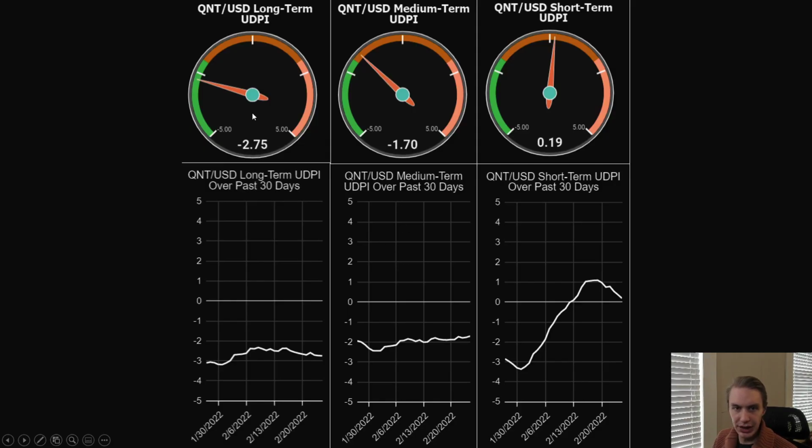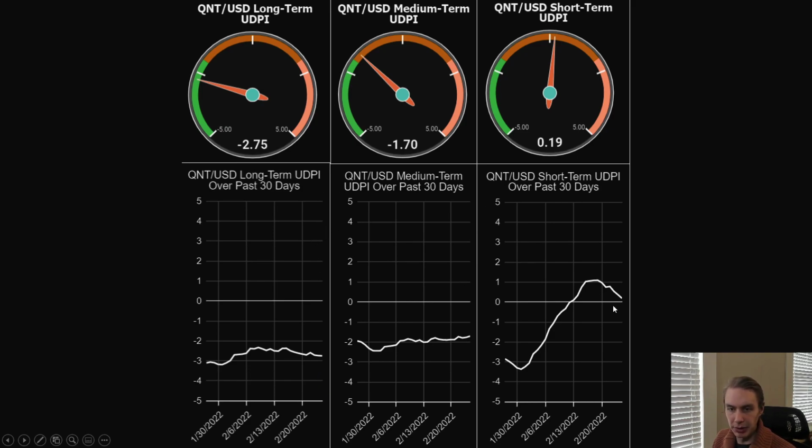We can see the exact levels if I flip over to this view, where the long-term version of the UDPI is at negative 2.75, medium-term negative 1.7, short-term 0.19. The way I interpret this is that in the long term, UDPI is bullish on QNT. I think there's more realistic upside than downside potential. But again, that doesn't have to happen immediately, especially if Bitcoin stays unhealthy. If Bitcoin keeps on correcting, not doing well, we might have to realize more of this downside potential before we can start moving back up.